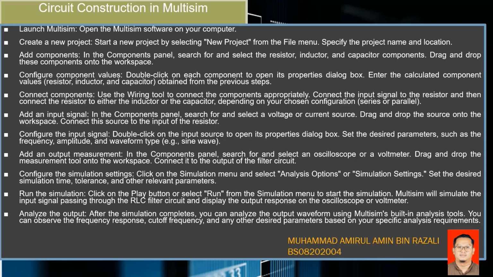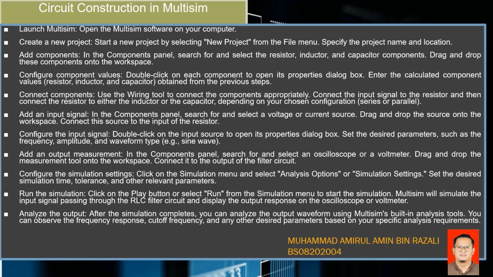With the components in place, it's time to connect them appropriately. We use the wiring tool provided by Multisim to establish the connections. Start by connecting the input signal to the resistor, and proceed to connect the resistor to either the inductor or the capacitor, depending on whether we want a series or parallel configuration. To generate an input signal, we search for a voltage or current source in the component panel and drag and drop it into the workspace, connecting it to the input of the resistor once again.